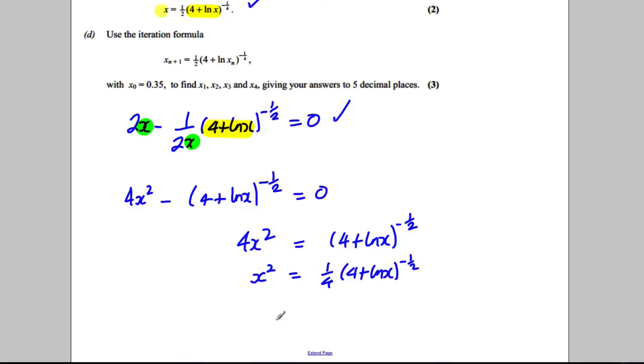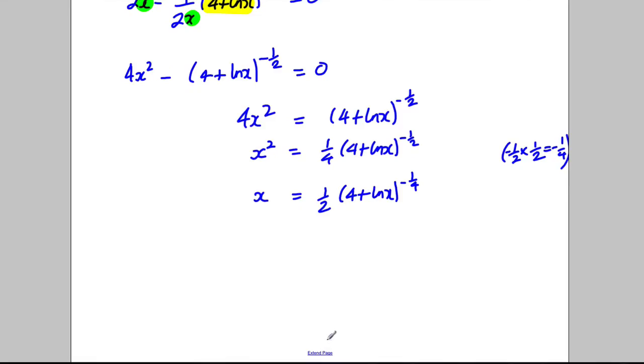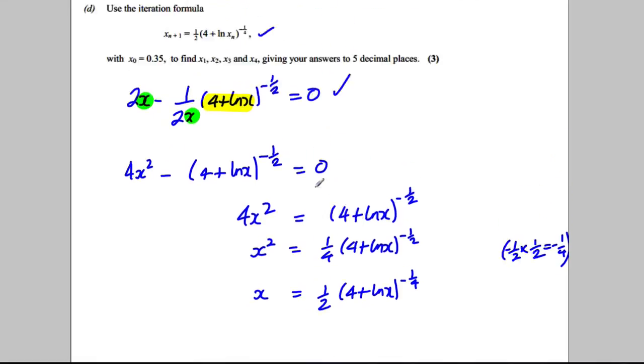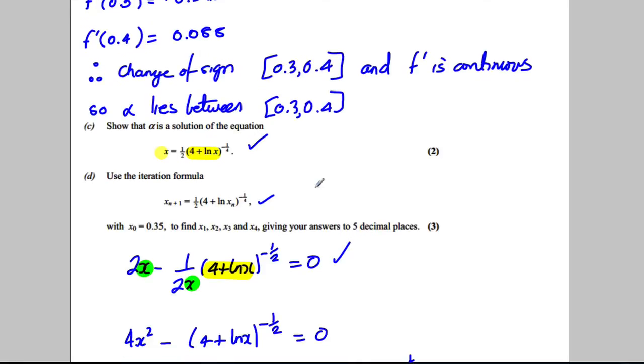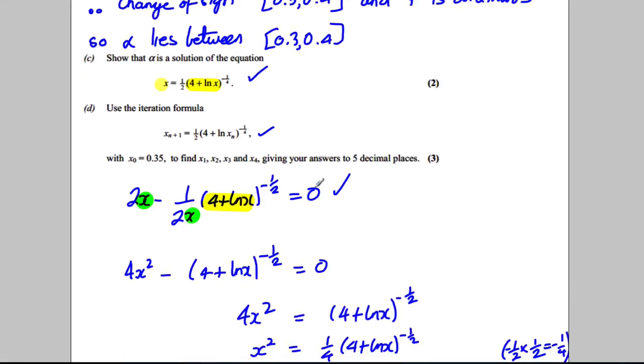And then I could square root both sides. So x, usually I get a positive and negative, but I'm obviously just taking the positive answer here. If I square root a quarter, I get a half. And if I square root this, I'm basically raising it to the power of a half. I would get 4 plus natural logarithm of x to the negative a quarter, because negative half multiplied by half is negative a quarter. Okay, so that was the process of taking square roots of both sides, and I have shown that alpha is a solution of that by rearranging.